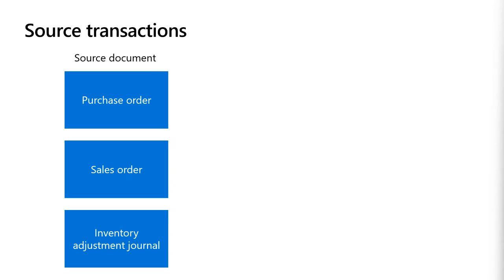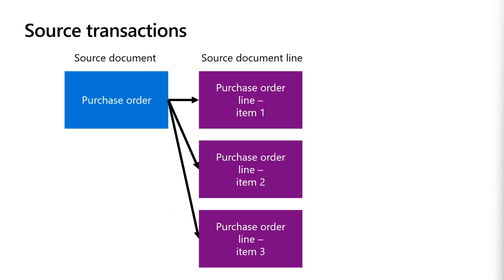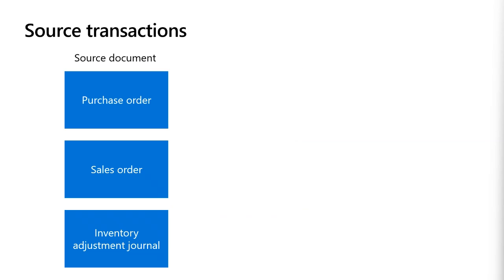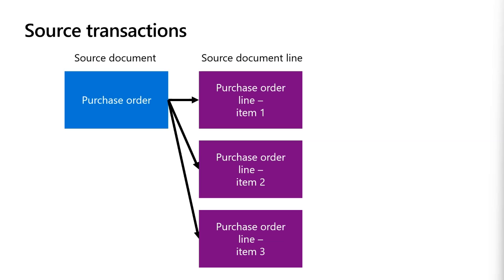Within a source document, we can track information about one or more source document lines. A source document line tracks the details of the related transaction, such as item, quantity, and price. For example, we could have 3 different lines on our purchase order for 3 different items, as we see here. Product dimensions such as size, color, style, and configuration will always have a separate source document line, while the same source document line could relate to multiple storage and tracking dimensions.